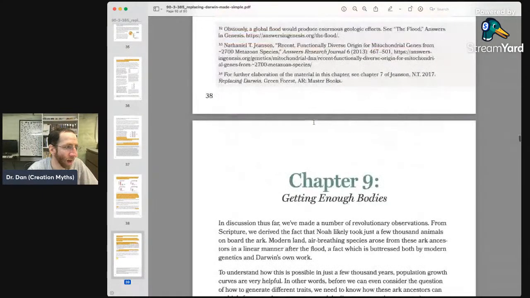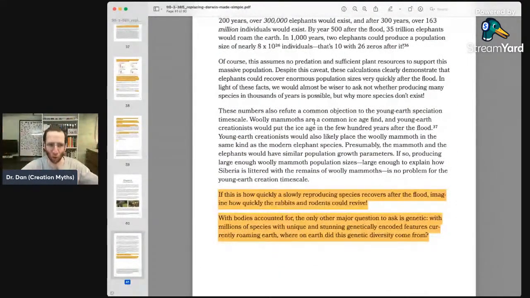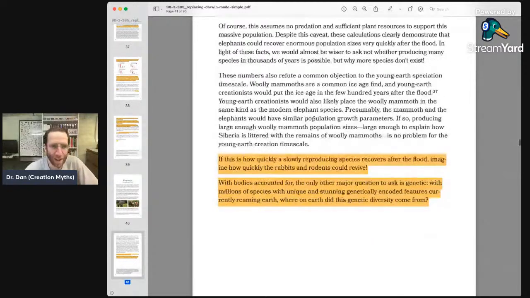Okay, let's keep going. We're up to chapter 9, "Getting Enough Bodies." This chapter, I don't care about. It's about population rates and population growth rates. Like, I don't care. It's fine. Yes, things can grow fast.